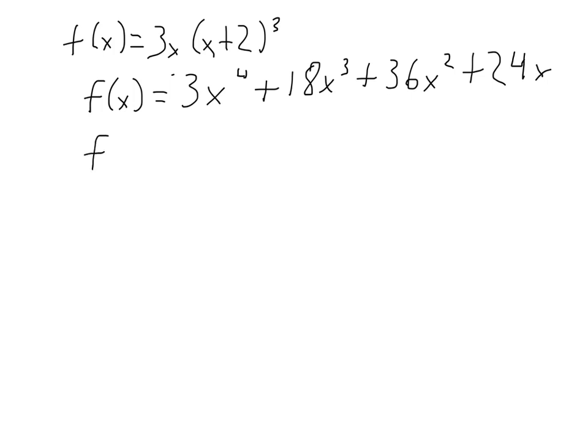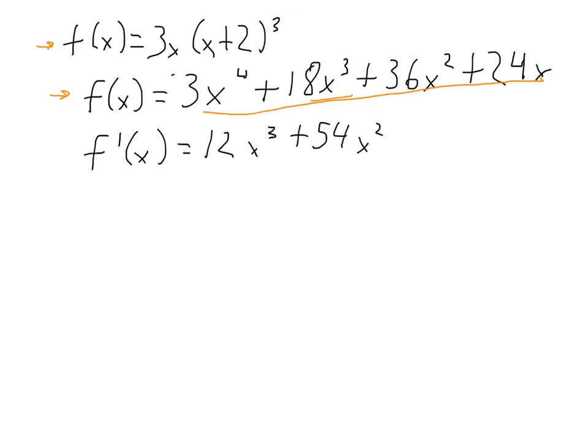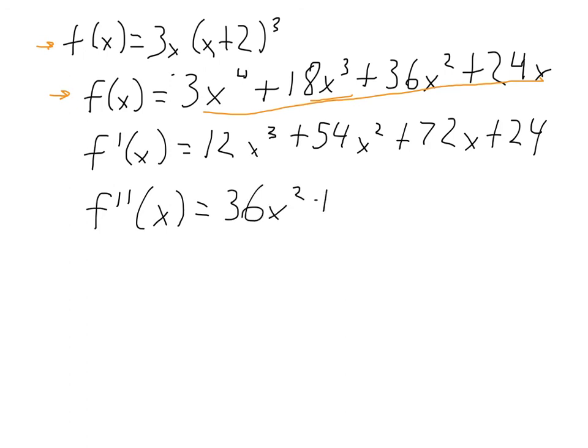Alright, our first derivative. Notice up here I'm not taking the derivative. These two equations are exactly the same. One's just been multiplied out algebraically. You do risk making some simple math errors doing that, but it will make the rest of the problem much, much easier. So my first derivative is 12x cubed plus 54x squared plus 72x plus 24. And my second derivative is 36x squared plus 108x plus 72.